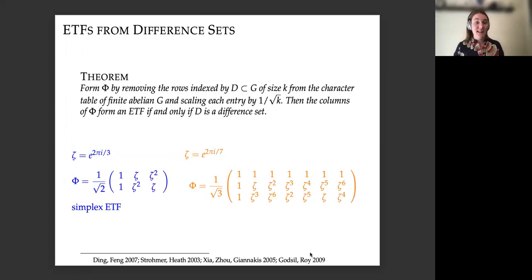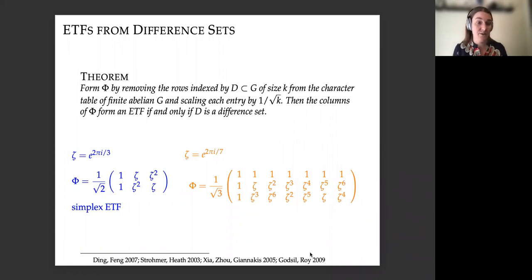So if we take one of these character tables and we keep only a set of rows, where the rows are indexed by some set D, then the columns of it form an equiangular type frame if and only if that set of rows we took was a difference set.